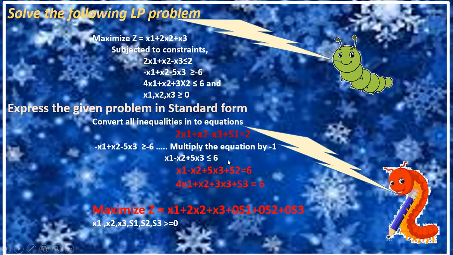Next, convert into an equation. It has a less than or equal to sign, so add a slack variable s2 to it. The next equation is 4x1 plus x2 plus 3x3 less than or equal to 6. Convert into an equation by adding a slack variable s3. Now write the main objective function in terms of all these variables. So the equation becomes x1 plus 2x2 plus x3 plus 0s1 plus 0s2 plus 0s3.